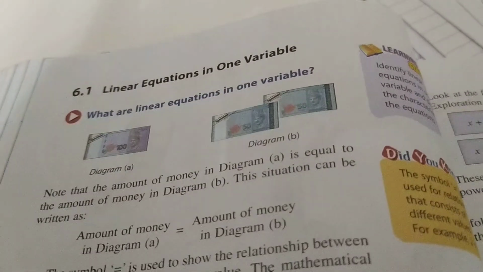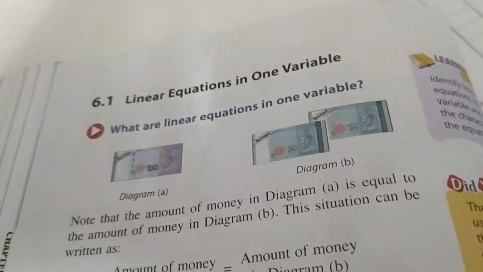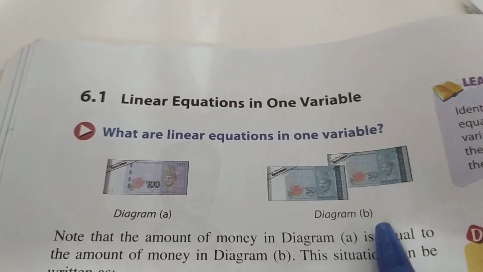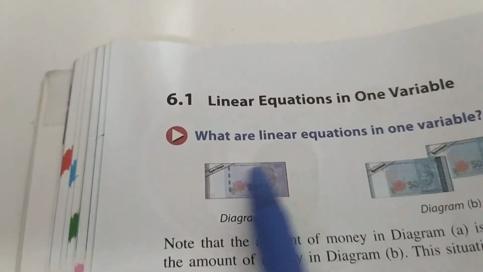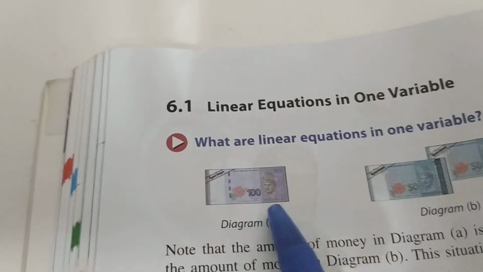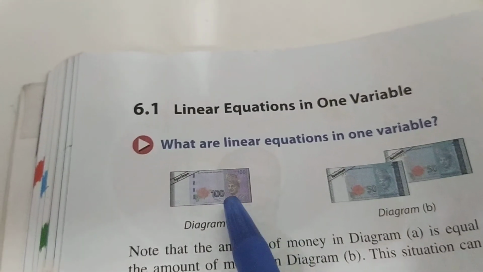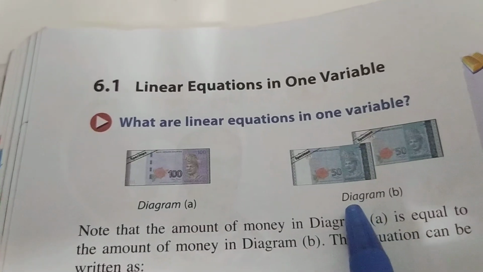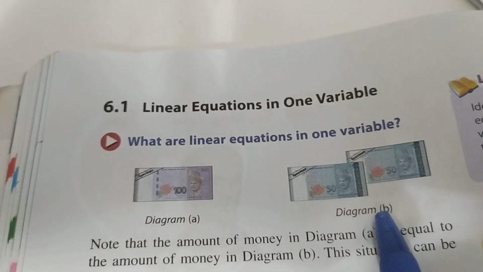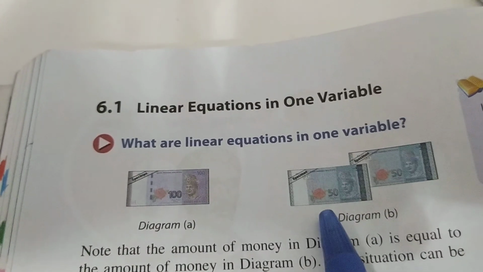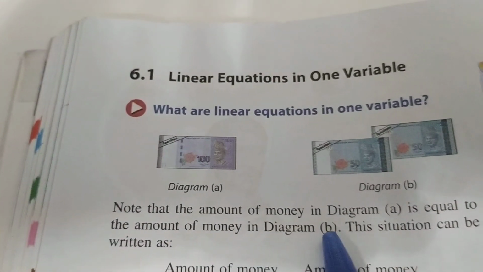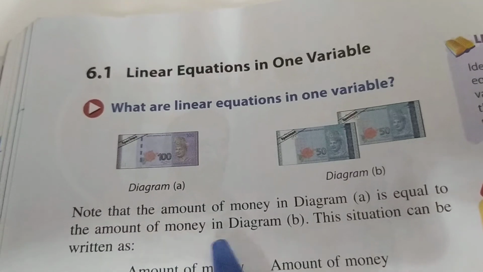All right, so look at here. We have diagram A and diagram B. So diagram A is what? A note of RM100. So we have one RM100 note. And for diagram B we have two notes of RM50. Note that the amount of money in diagram A is equal to the amount of money in diagram B.